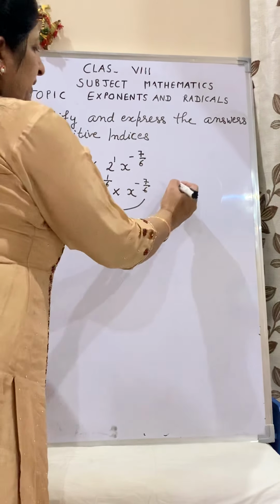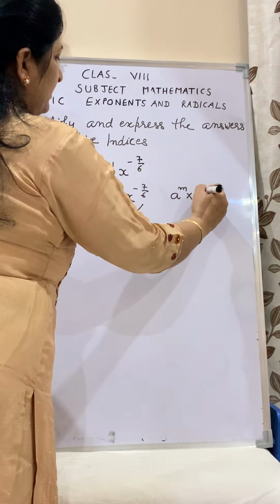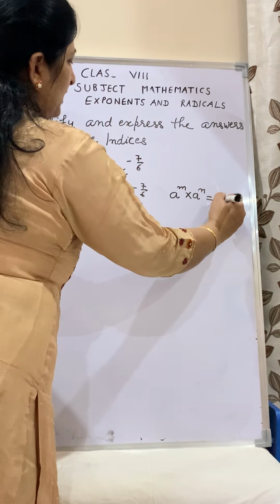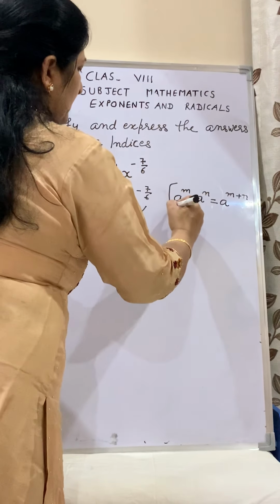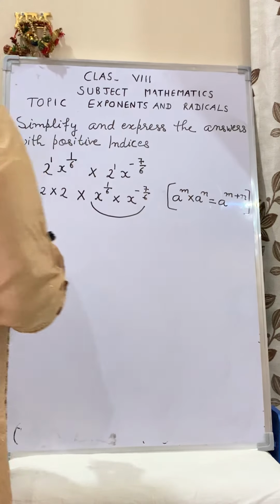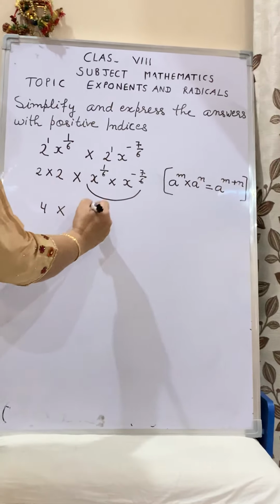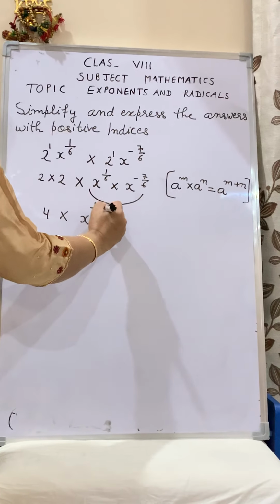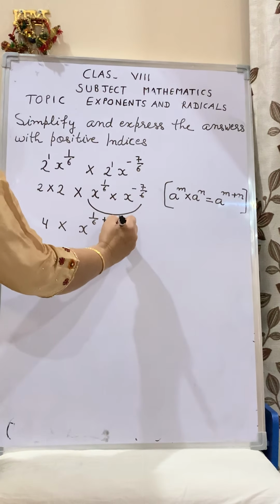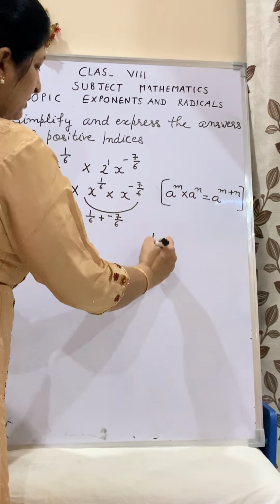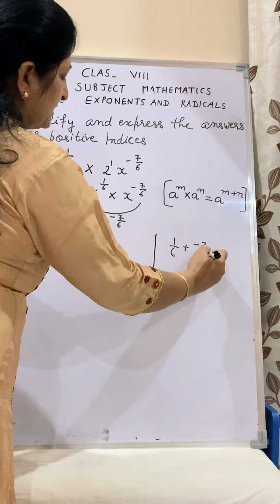Here we will apply the law of exponent. Which rule will be applicable here? a^m multiplied by a^n is equal to a^(m+n). So 2 to the 4 multiplied by x raised to power 1/6 plus (-7/6). We will solve 1/6 plus (-7/6).